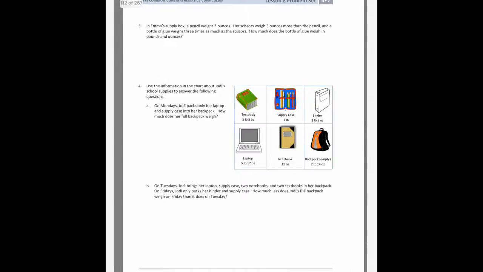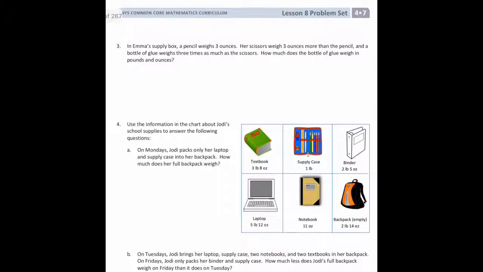All right, let's look at number 3. In Emma's supply box, a pencil weighs 3 ounces, her scissors weigh 3 ounces more than the pencil, and a bottle of glue weighs 3 times as much as the scissors. How much does the bottle of glue weigh in pounds and ounces? Let's figure out the scissors first, because we can't figure out the glue till we know the scissors. Well, the scissors are just 3 ounces more than the pencil, which is already 3 ounces. So the scissors are going to be 3 ounces plus 3 ounces, which will give us 6 ounces for the scissors.